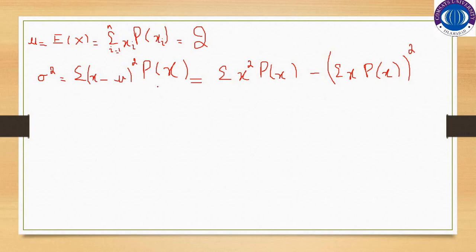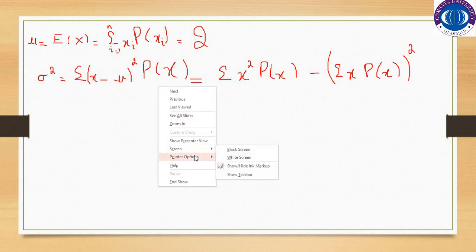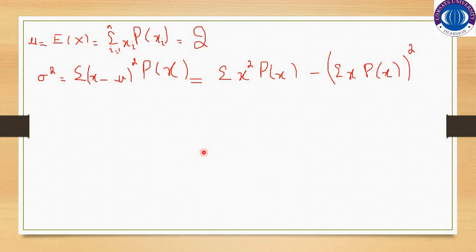This is the simplified form of this particular formula. You can generate it easily by simply substituting mu is equal to summation x into P of x. Then you will open this square by using the formula a minus b whole square. By simplifying this, we can get this particular formula. So we can use both these formulas, as this one is the simplified form. So I am going to use this formula.